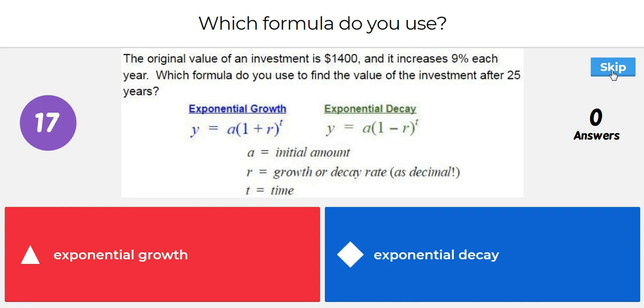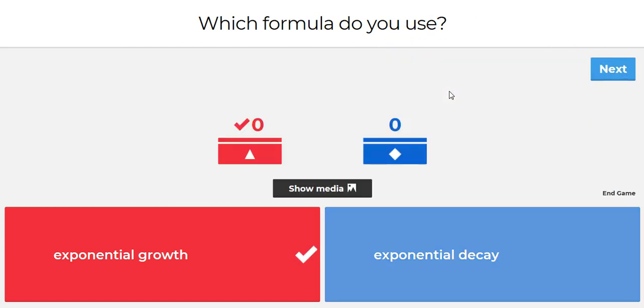On the quiz, I'm going to give you these formulas. You don't have to have them memorized. Which of these formulas would you use for this word problem? If you look at it, it says it increases. So you would use exponential growth. If it decreases or it depreciates, it would be exponential decay.